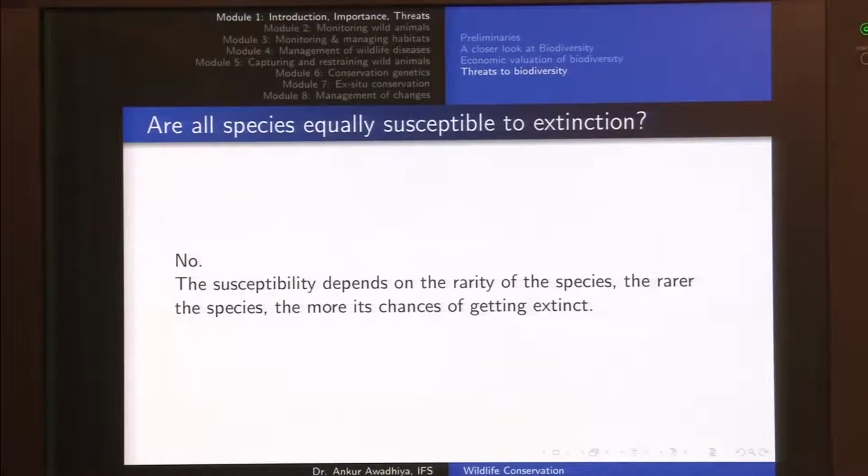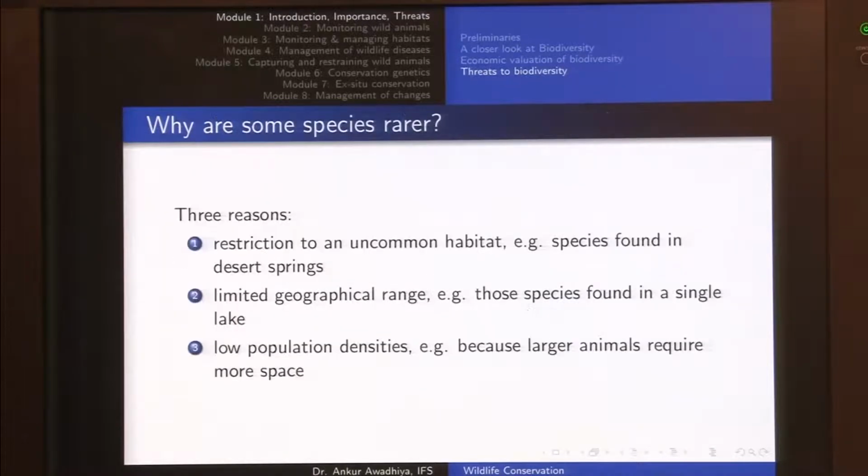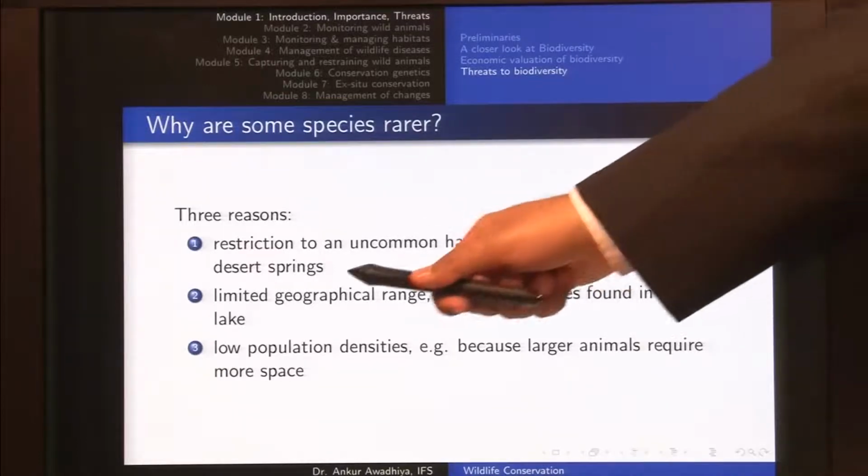Now, if we know that susceptibility depends on the rarity of the species, the next question would be, why are some species rare and why are some species abundant? So, why are some species rarer? There are 3 reasons. One is that the species is restricted to an uncommon habitat. So, this habitat is not found everywhere. An example is a desert spring.